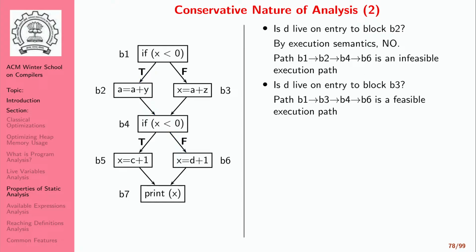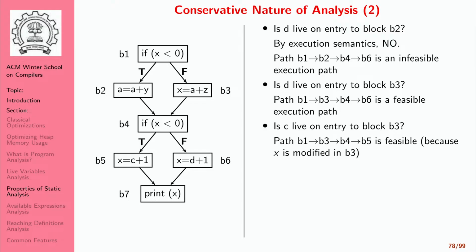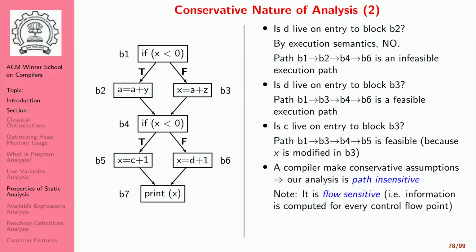Now the dual question: is D live on entry to block B3? Obviously yes. Is C live on entry to block B3? So the question is whether this path is feasible or infeasible. This is feasible because the value of x may be changed. Maybe it was positive here, but here it could become negative.